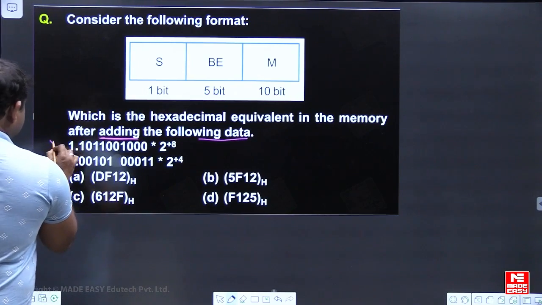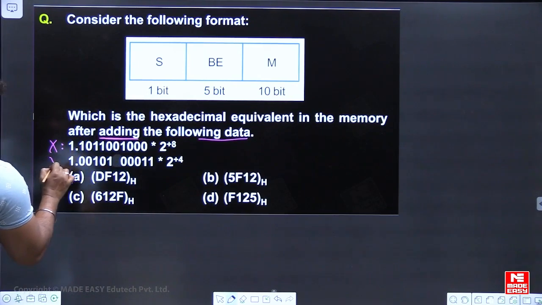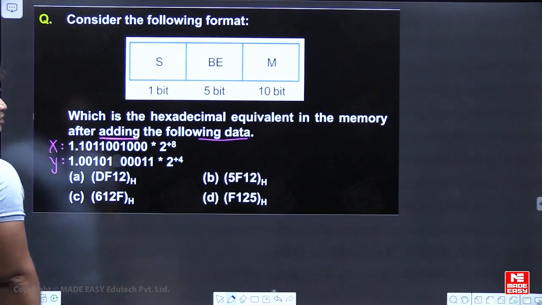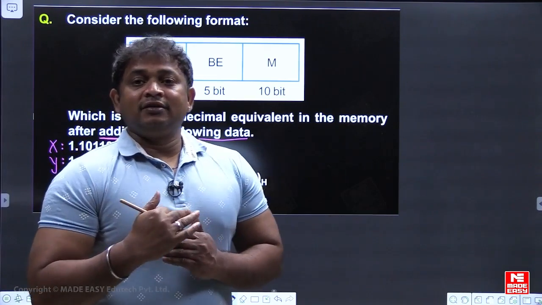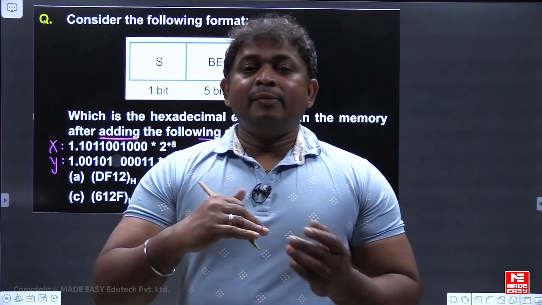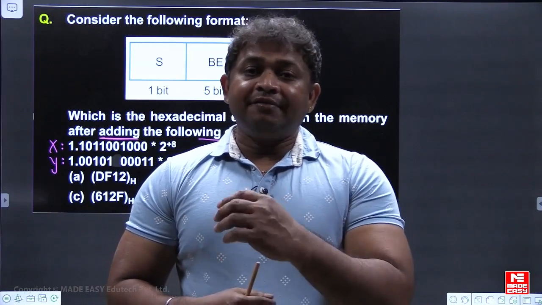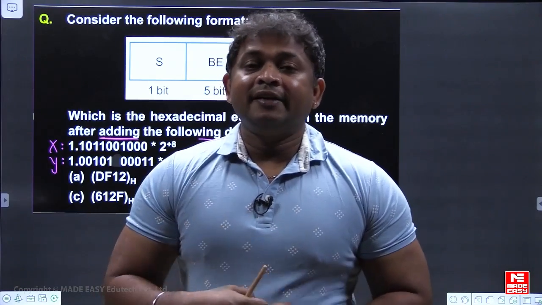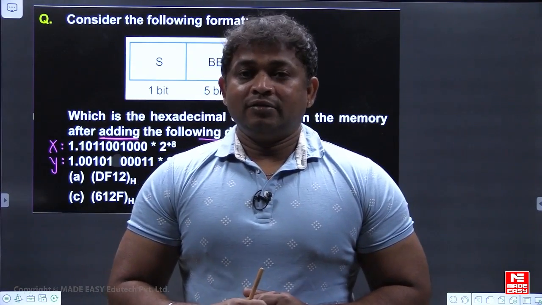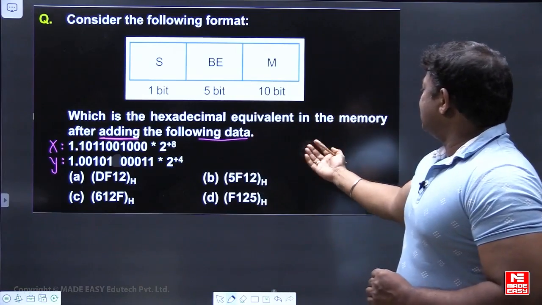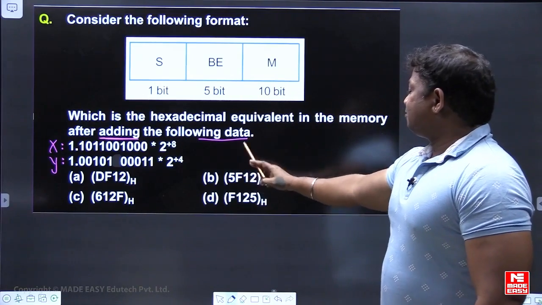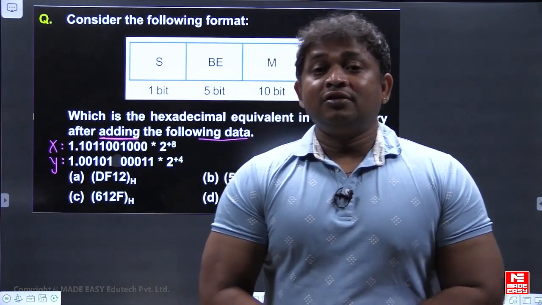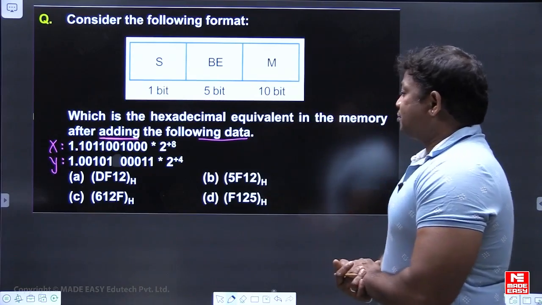So this is the data. Let us say the first data is x, the second data is y. So two data elements are given. We need to add these two numbers. After adding the given data, that result will be stored into memory by using the given floating point format. That result is expected in hexadecimal format. So which is the hexadecimal equivalent in the memory after adding the following data? This is the question. Please solve the question. Let me see the correct answer from your side.